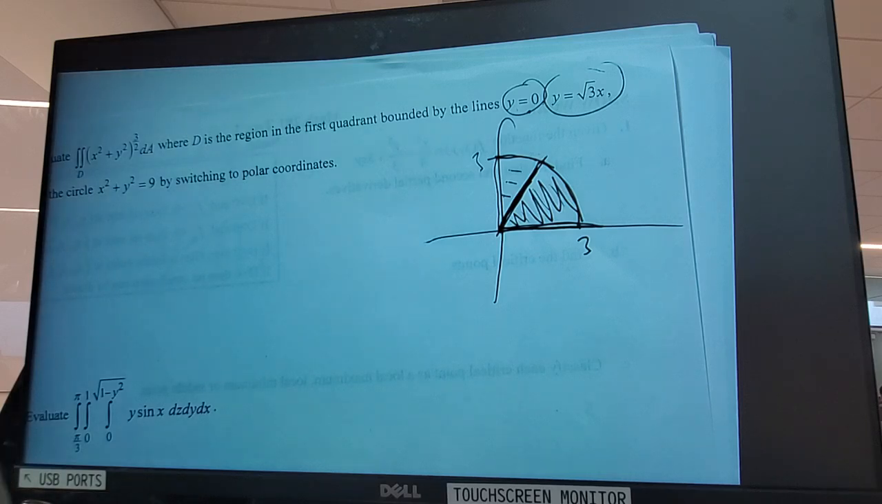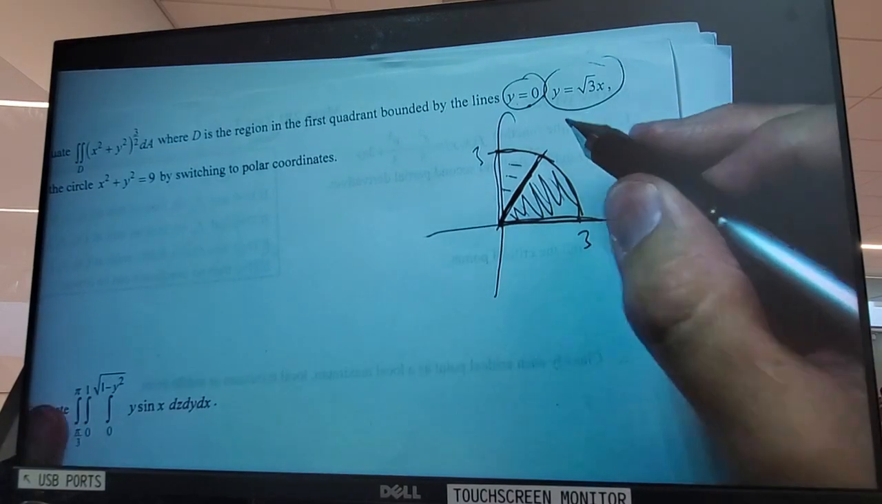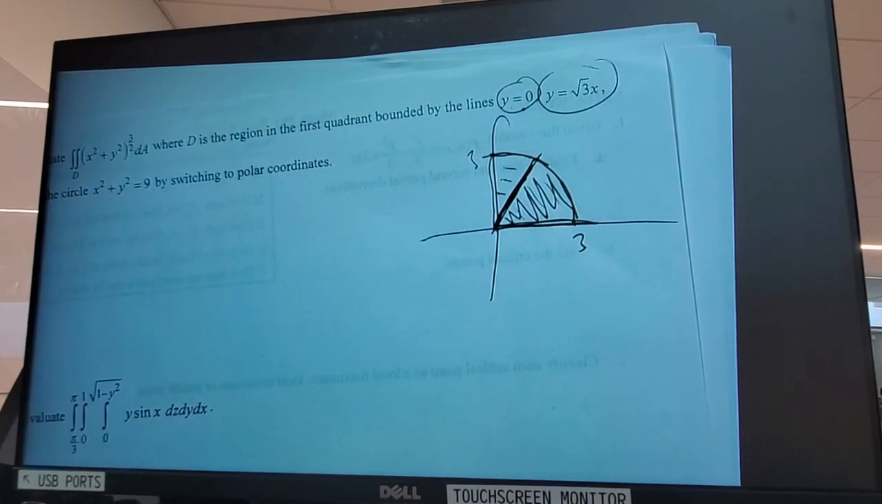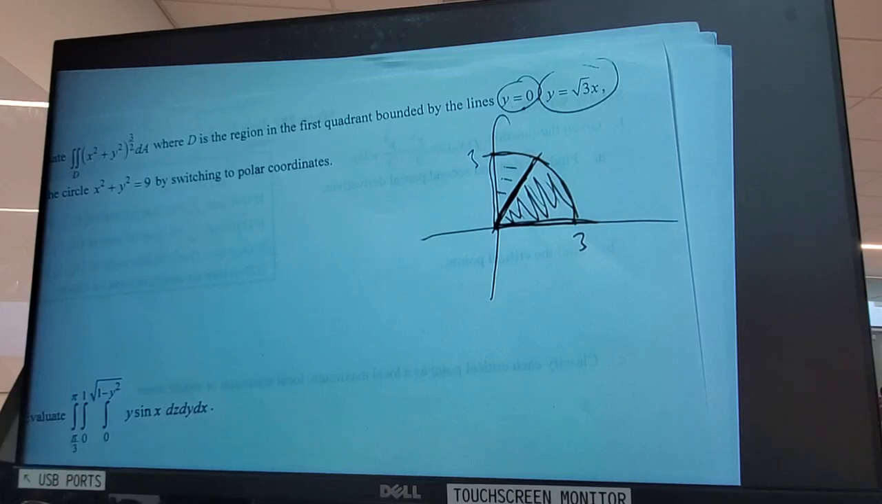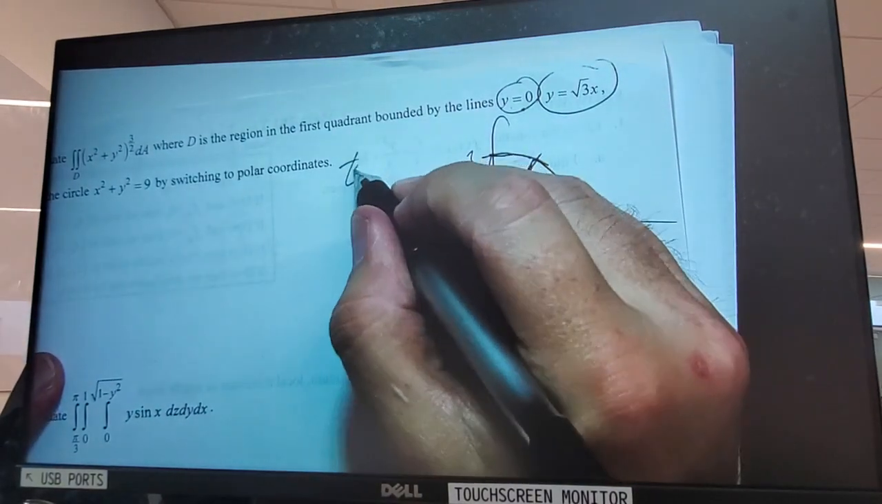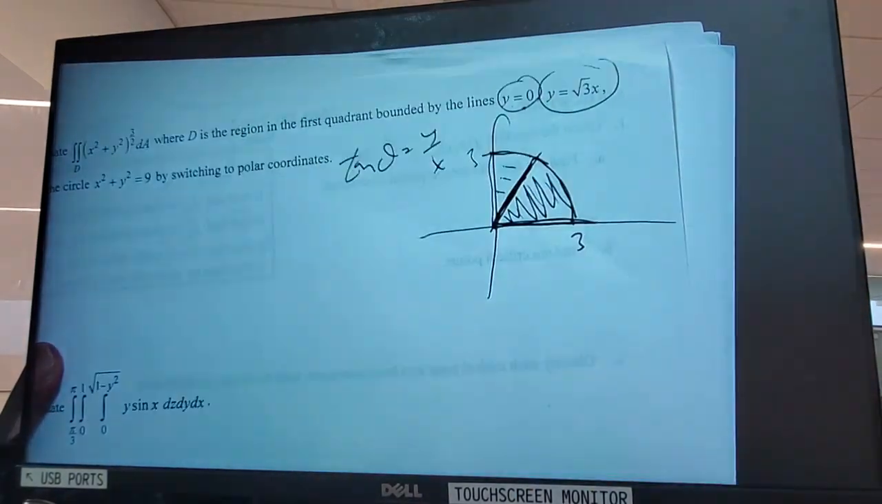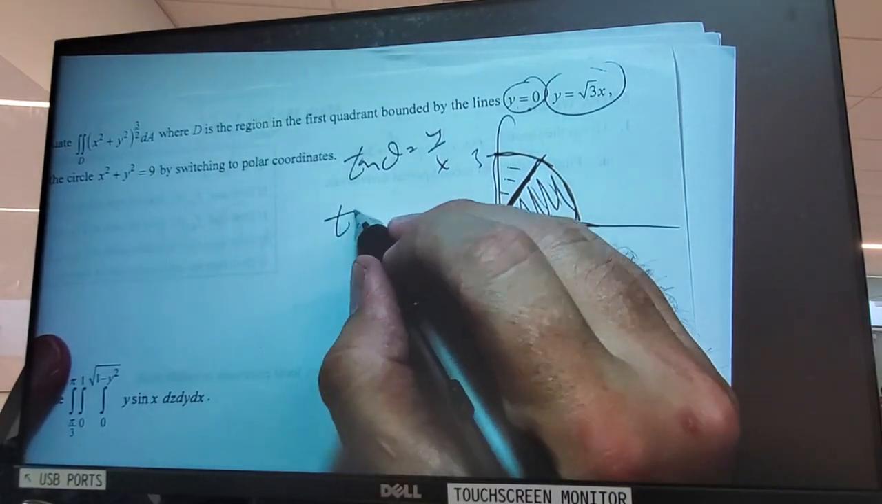What is the conversion between polar and rectangular that deals with theta? 0 to pi over 2. No? So for example, x squared plus y squared is r squared. What's the conversion that deals with theta? Theta equals the inverse tangent of y over x. So in this case, what's tangent theta equal?